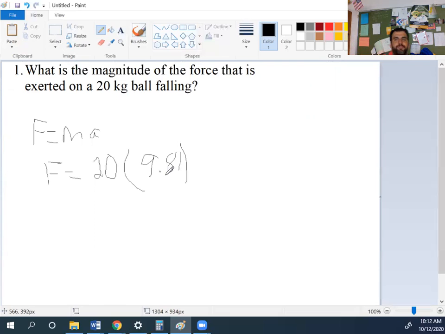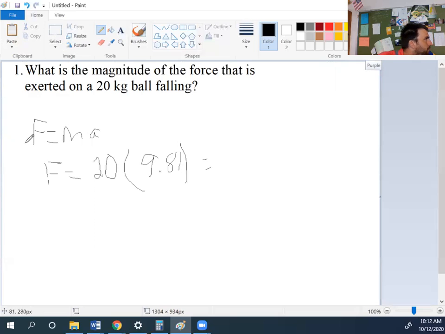So plug these in. And you get what? Is that correct? 196.2. I need one significant figure, so it would be 200. All righty.